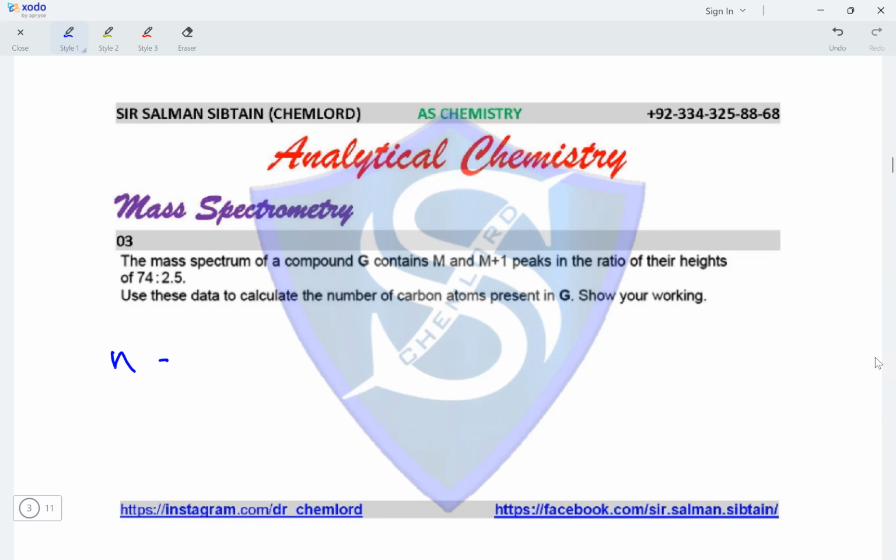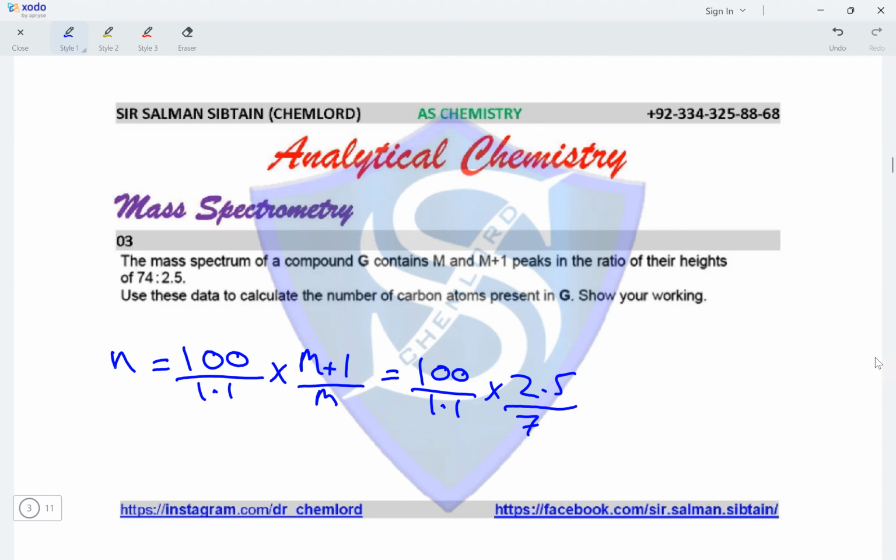So the number of carbon atoms is equal to 100 upon 1.1 into M plus 1 upon M, giving us a value of 100 upon 1.1 into 2.5 upon 74. This gives us a value of 3.1, which will be rounded to 3 as the number of carbon atoms is a whole number. So this is a compound which contains 3 carbon atoms.